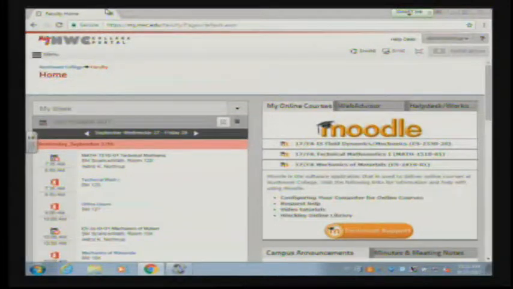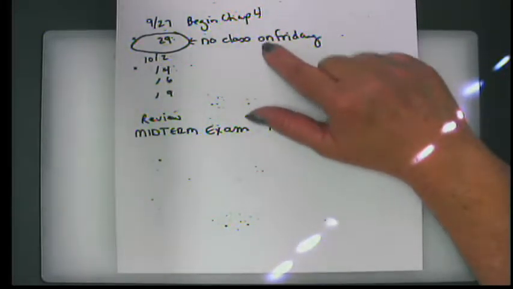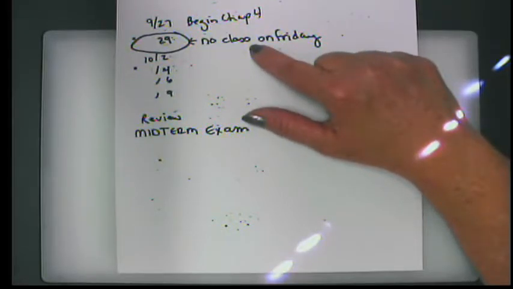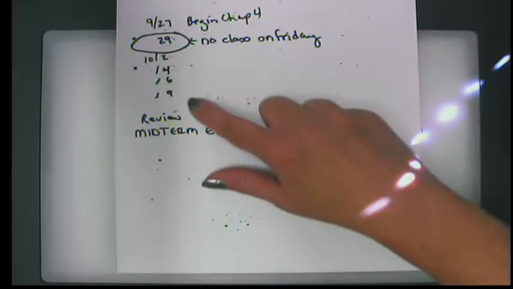It's the 27th of September, a Wednesday, and we are beginning our discussion of Chapter 4. I've laid out a schedule. Today we'll start Chapter 4. I'm going to show you what we're going to cover in here, and then we'll start to cover a little bit of that material. We will not have class on Friday, so there will be no vodcast, no class on Friday, and then we'll cover Chapter 4 in earnest next week.